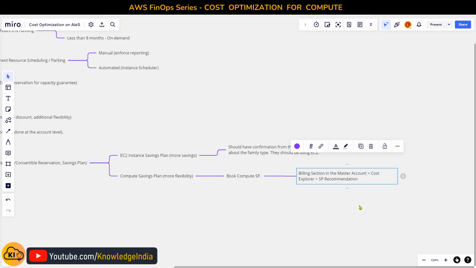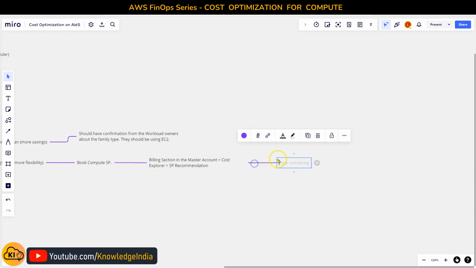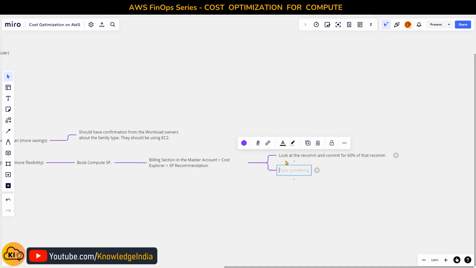Let's say the recommendation says go ahead and commit for $100 per hour. You may decide to commit for $50 or $60 per hour, and then analyze it further for, let's say, a week or 15 days and see how much your coverage is. So your next set of actions would be: first, look at the recommendation and commit for 60% of that recommendation, right? And then observe for, let's say, the next 15 days, and post that you can commit more, right?